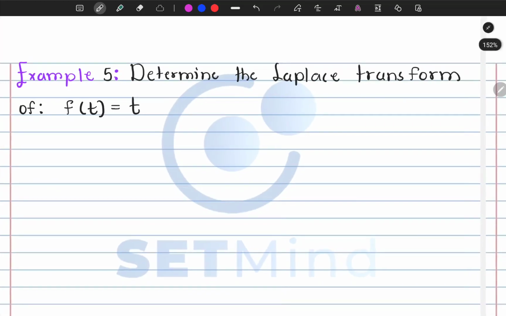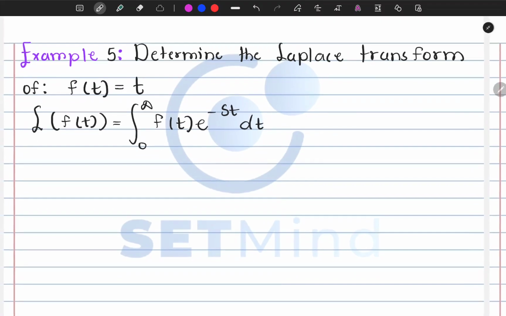So welcome once again. Let's have a look at example number 5. So for example number 5, we are going to be looking at the Laplace transform of f of t equals t. And by now your definition, you should be comfortable with it. We've written it many times. It should be the next thing in your mind.